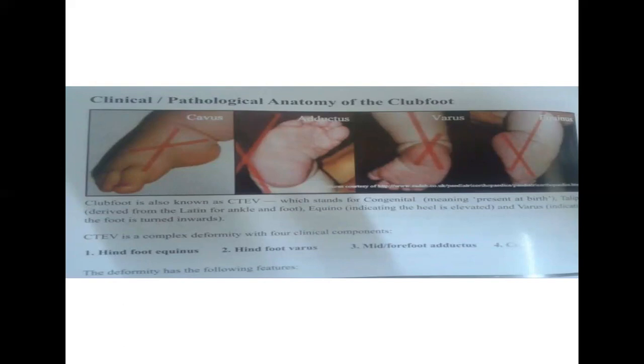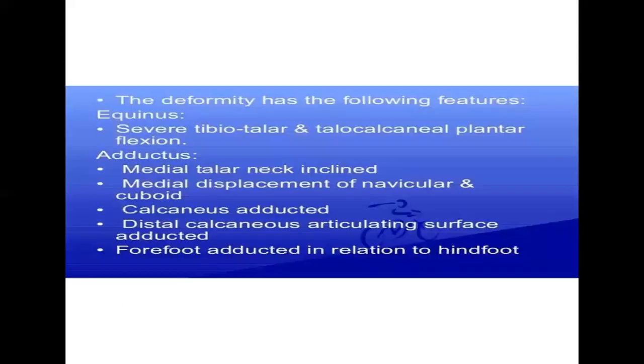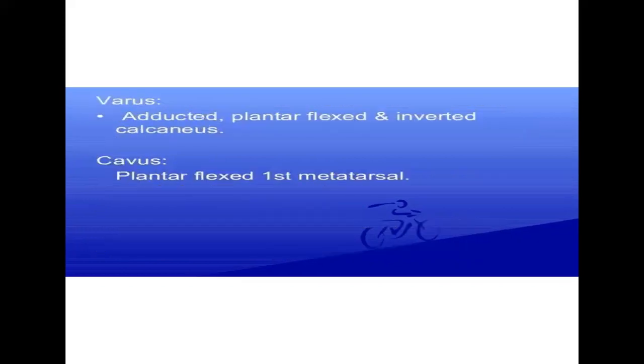The deformity has the following features: equinus, severe tibiotalar and talocalcaneal plantar flexion; adductus, medial talar neck incline, medial displacement of navicular and cuboid, calcaneus adducted, distal calcaneus articulating surface adducted, forefoot adducted in relation to hindfoot; varus, adducted, plantar flexed and inverted calcaneus; cavus, plantar flexed first metatarsal.